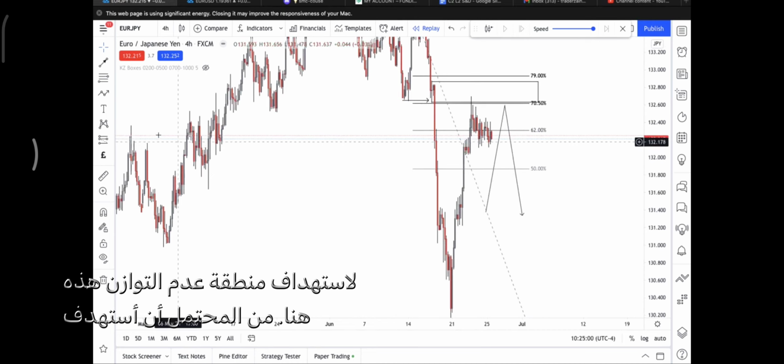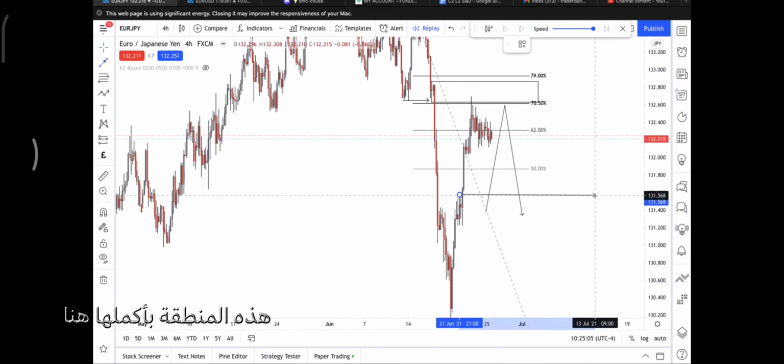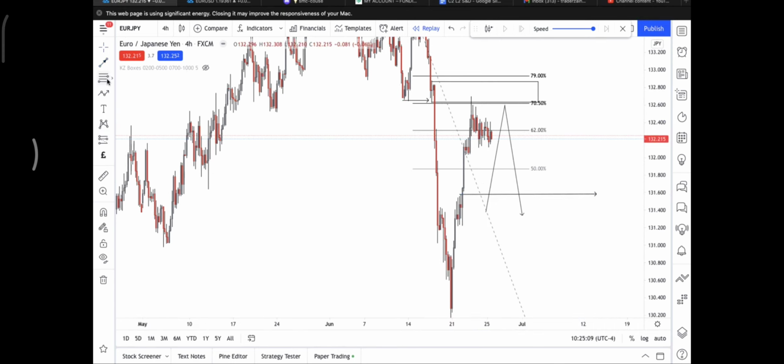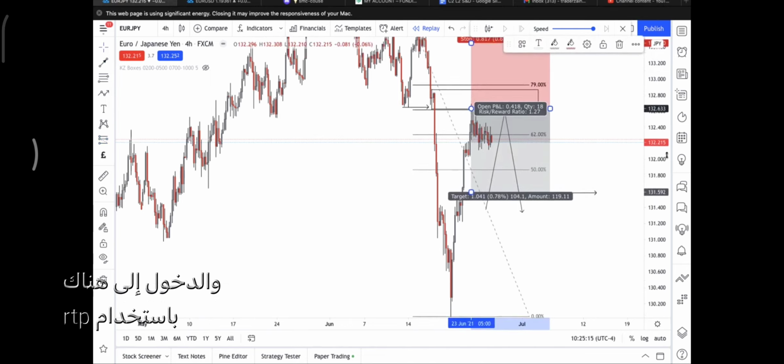And I'll potentially be looking to target this area of imbalance right over here. So I'll potentially target this whole area here, entry there with our TP down here.